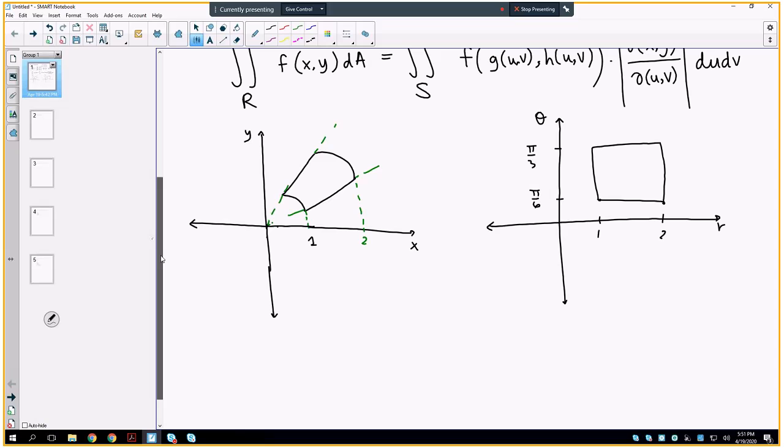So if it were already a rectangle in the xy plane, then we wouldn't need to make the change of variables, but it had a circular shape, so it was more suited to r and theta. In that plane, it's actually a rectangle.